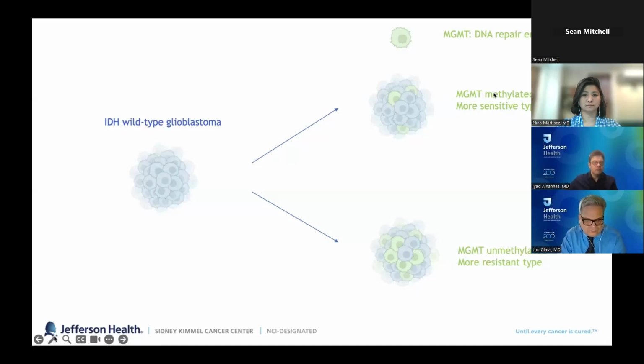And when MGMT is methylated, meaning that the gene is silenced, there isn't a whole lot of this enzyme inside the tumor. We know that this is the more sensitive type of the tumor. So that's the type that responds a little better to treatment. Whereas where the promoter of the gene is unmethylated, the gene becomes active. So there's a lot of this enzyme within the tumor, and that usually leads to a more resistant type.